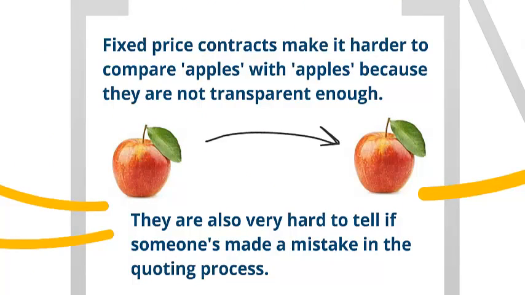Fixed price contracts tend to be the hardest to try and compare apples with apples. This is because they're not transparent enough. They're also very hard to tell if someone's made a mistake in the quoting process. Remember that if a mistake has been made and no one picks it up, or conversely, you drive a very hard deal for the price, inevitably, what tends to happen is that the contractor then starts to look for every and any available option to try and recuperate their losses. Whether this is intentional or not, this is human nature. Nobody wants to be working for nothing. Or worse still, nobody wants to make a loss.